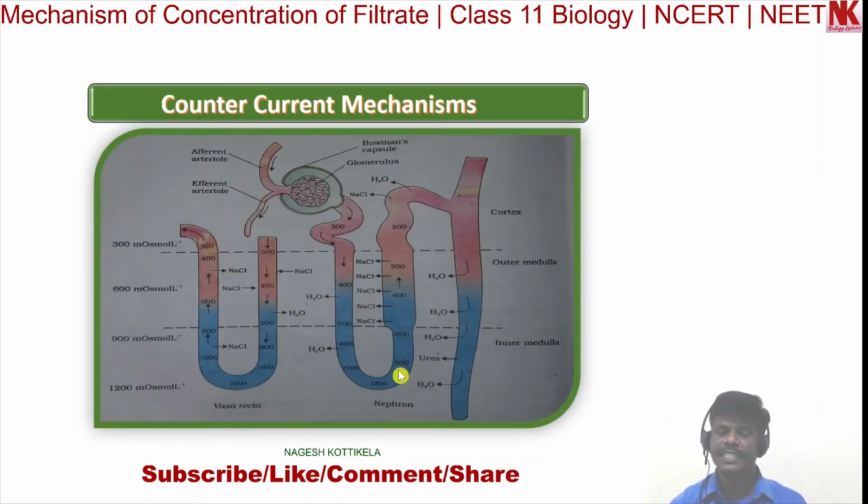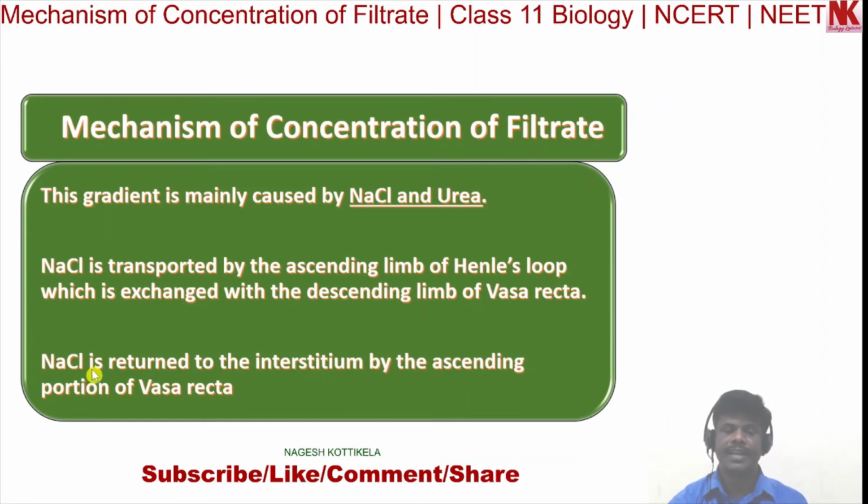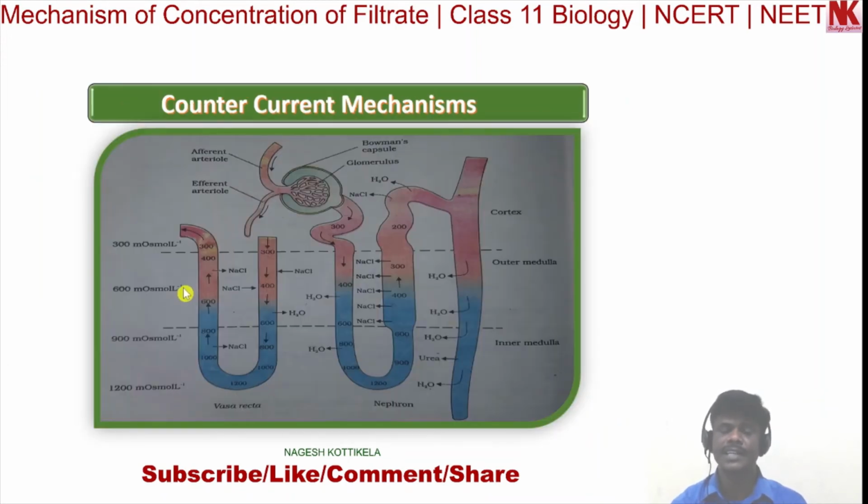Sodium chloride is transported by the ascending limb of loop of Henle. This sodium chloride is exchanged with the descending limb of vasa recta. Now, similarly, NaCl is returned to the interstitium by the ascending portion of the vasa recta. You can see NaCl is returned to the interstitium by the ascending portion of vasa recta.